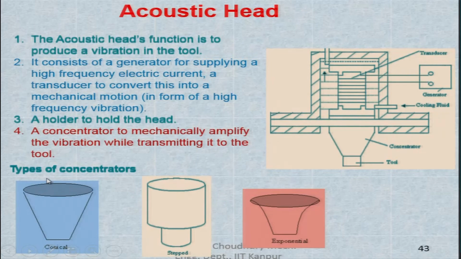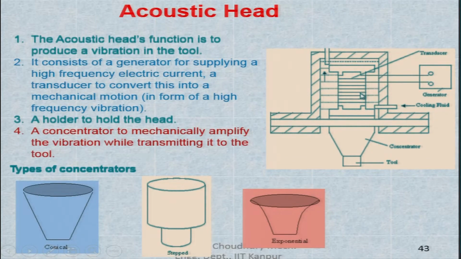Acoustic head, these are the types of concentrators that I was trying to show you. Very popularly used types of concentrators are the conical. It can be a stepped concentrator, or it can be an exponential concentrator. This is called the exponential concentrator, not the conical. So, conical and exponential are more popularly used. I was trying to show you the exponential one in a diagram. Well, here are the details of the acoustic head. This is the tool, this is the concentrator, here it is the conical concentrator.